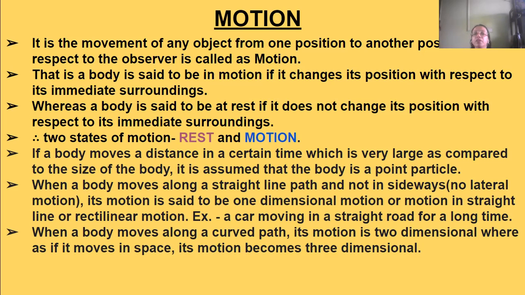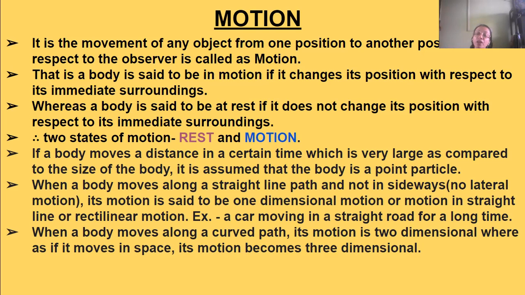Okay, clear? Next, when a body moves along a straight line path and is not moving sideways, then the motion is said to be one-dimensional motion, motion in a straight line, or rectilinear motion. For example, if a car is moving on a straight road for a longer time and not moving sideways, that type of motion is known as one-dimensional motion, motion in a straight line, or rectilinear motion.